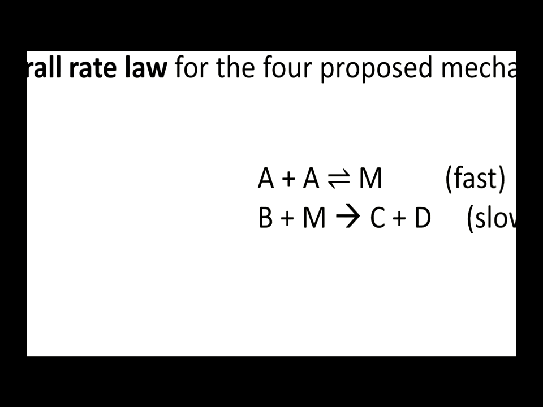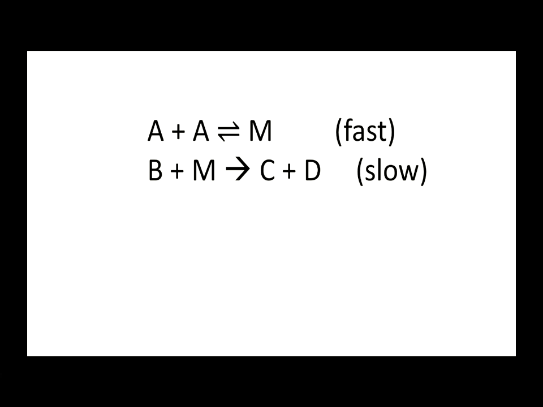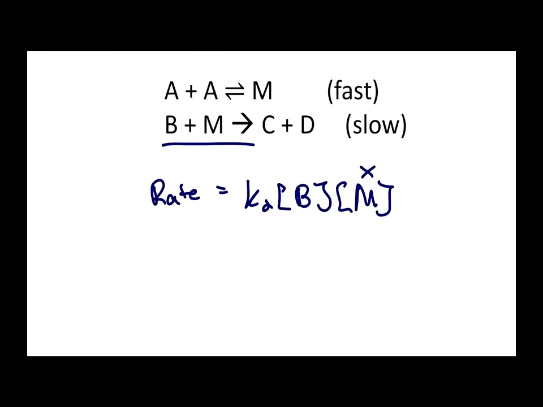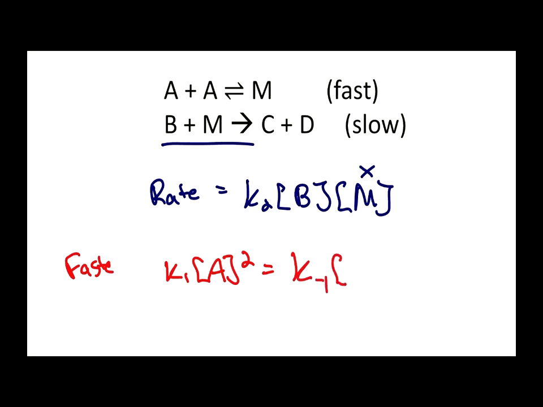Okay, so the next one. Is this one a little harder? Yeah, it's a little harder. So again, the slow step determines the rate law. So rate equals K2 times B times M. Am I done? Nope. What's wrong? Can't have M, so how can I get rid of M? Use the fast step. The fast step is the rate of the forward reaction, so K1 times A squared equals K negative 1 times M.